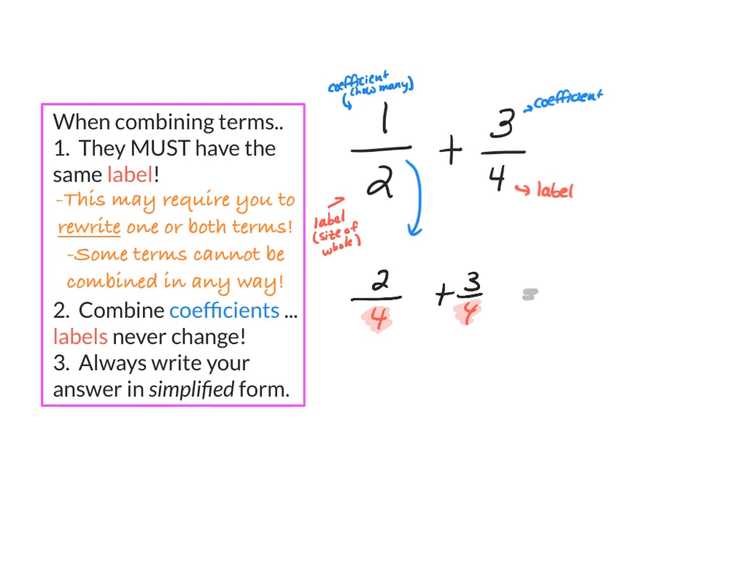So when we add like terms, we never change their label. That's why they're still fourths. And if I ask myself, well, how many fourths do I have? I had 2 of them here and 3 of them there. So in total, I should then have 5 of them. So again, what we'll start to see is when we combine like terms, we might need to rewrite some of them first.